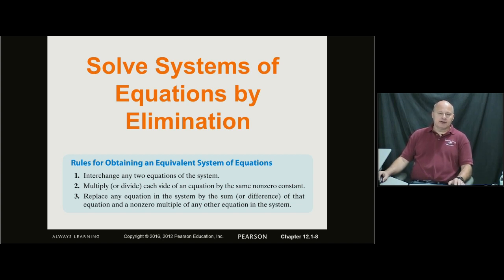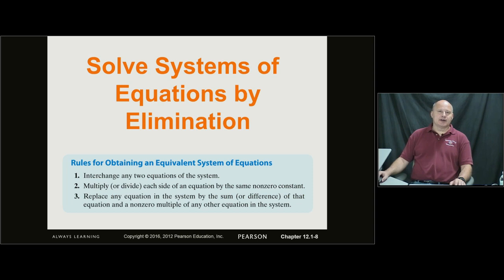Now when you're dealing with two equations with two variables, you can interchange any two equations of the system. That means you can make the first equation the second equation, you can make the second equation first, you can flip-flop the equations. It doesn't matter which one goes first, in other words.